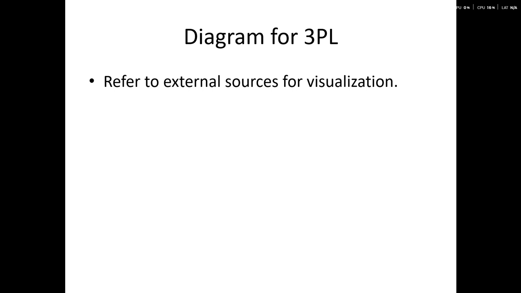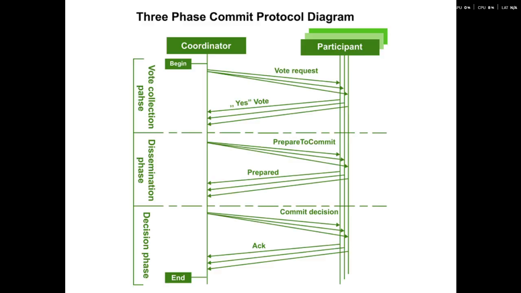Diagram for three-phase locking protocol. It refers to an external source for visualization. The three-phase commit protocol diagram shows the coordinator and participant. In the beginning, the coordinator sends the request for voting. The participants reply yes or no to commit the transaction. The coordinator collects the votes in the vote collection phase.